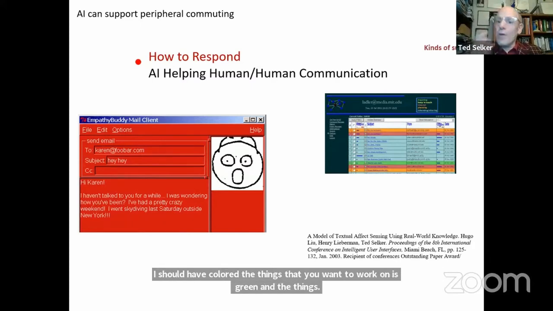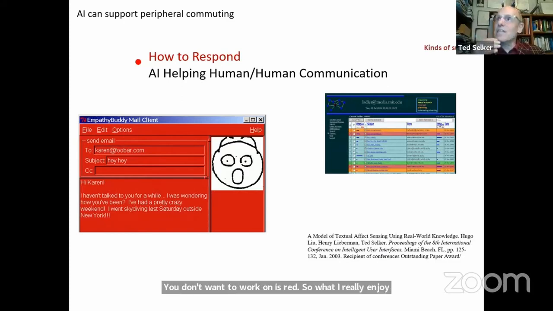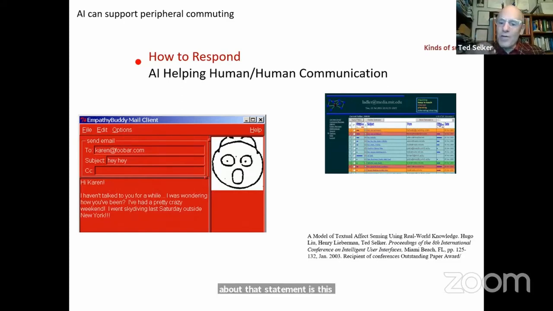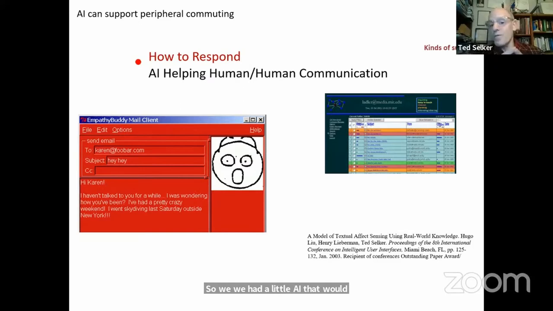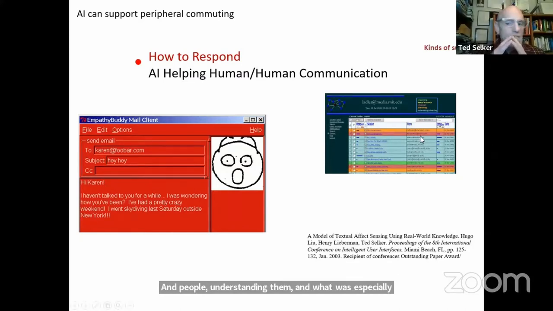So what I really enjoy about that statement is this idea that getting the UI perfect wasn't as important as making people aware of the urgency of an email. So we had a little AI that would say, okay, this is somebody that you respond to all the time. This is a brand new person you're just being introduced to. This is just a normal conversation that you have. We did some machine learning to establish these classifications. But I really want to underscore this idea that sometimes the point of the user interface is things being distinguishable and people understanding them. And what was especially interesting about this email example too, is that our machine learning wasn't perfect. We were only under 70% correct about whether something was urgent or not.